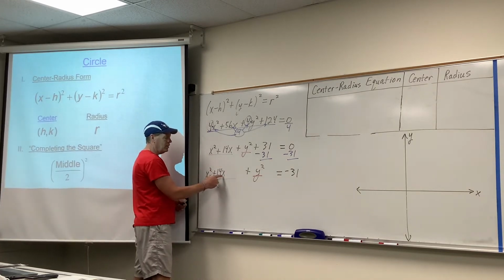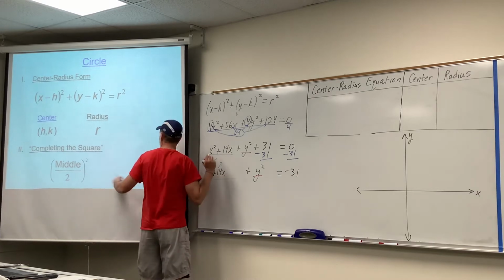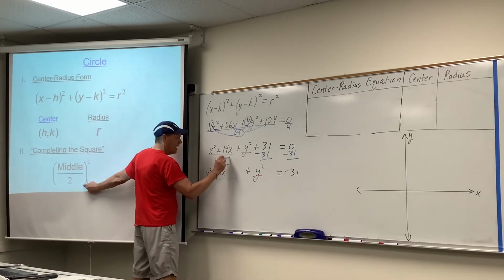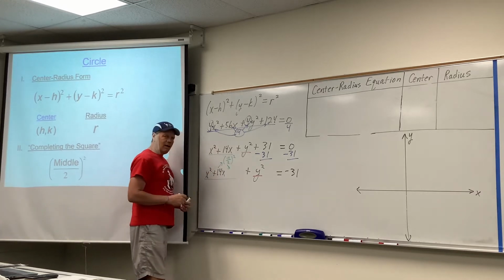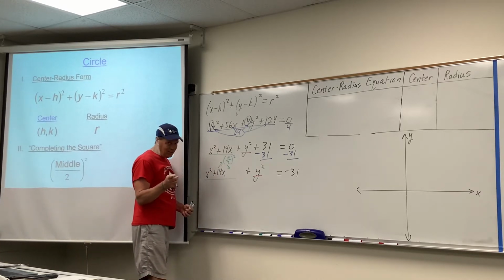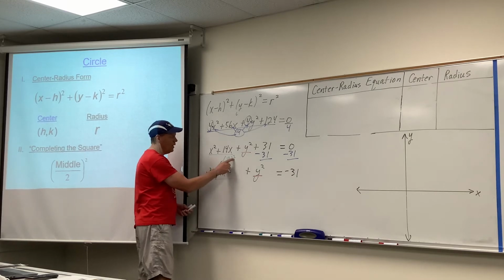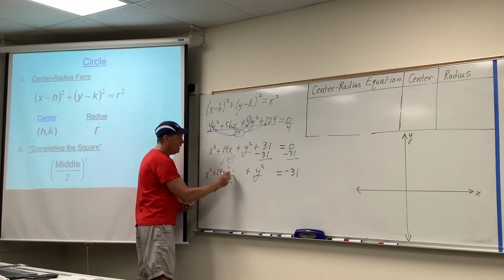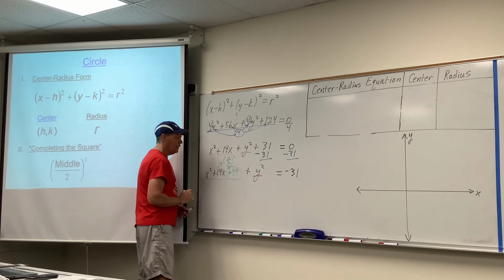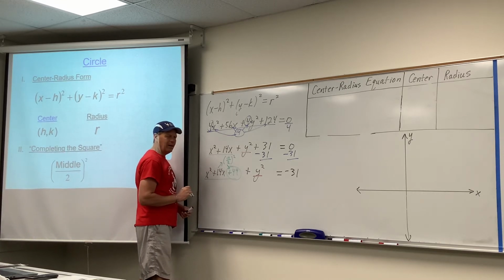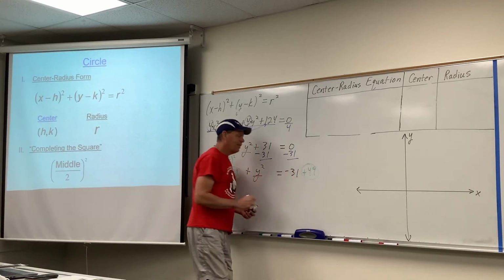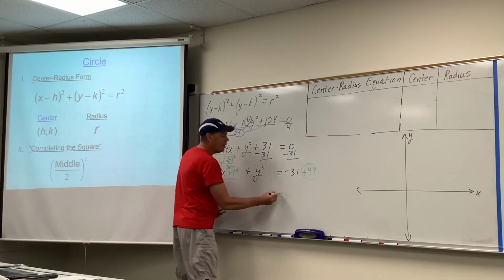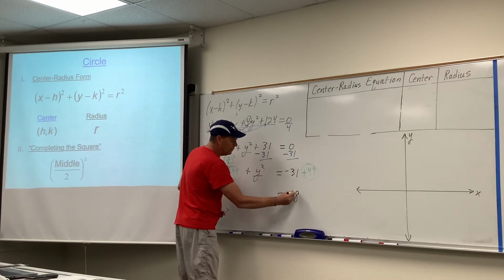Middle coefficient is 14. So again, our beautiful formula that smart math people figured out: 14 over 2 in parentheses squared. 14 divided by 2 is 7. You do what's in the parentheses first, right? So 7 squared would be 49. So we'll add a 49 over here. If we add 49 to the left side, what do we need to remember to do? Add 49 to the right side. Good idea. Good job, you guys. So now this would be 18 over here.